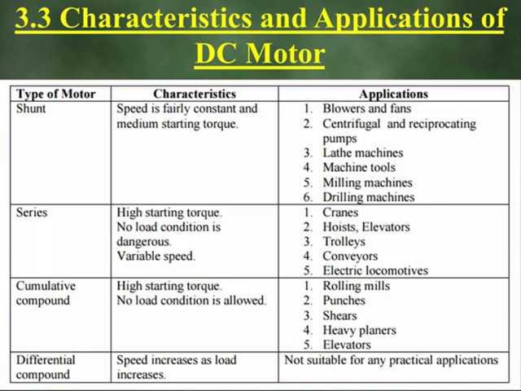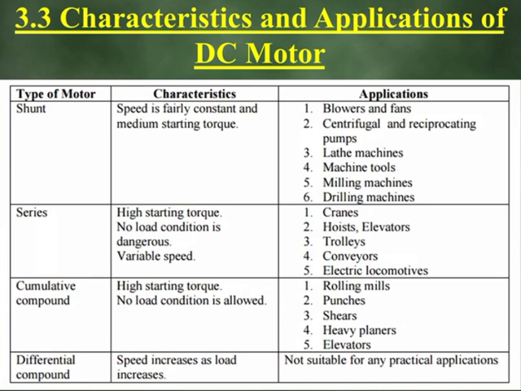If you consider the series motor, it has a high starting torque and we cannot start this series motor in a no load condition. It will be very dangerous. We can vary the speed of a DC series motor, so it is a variable speed motor. The applications will be cranes, elevators, trolleys, locomotives and conveyors. In all these places they use the DC series motor.